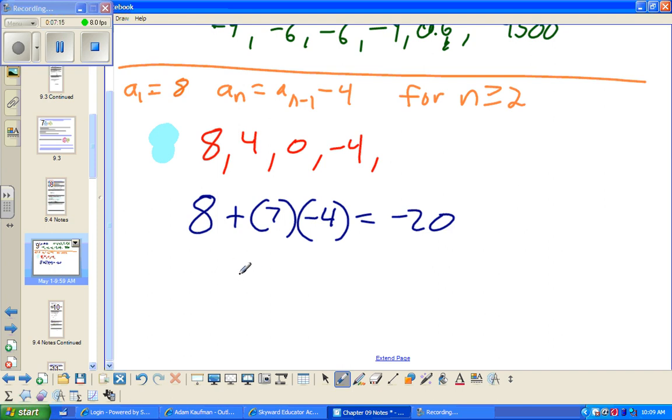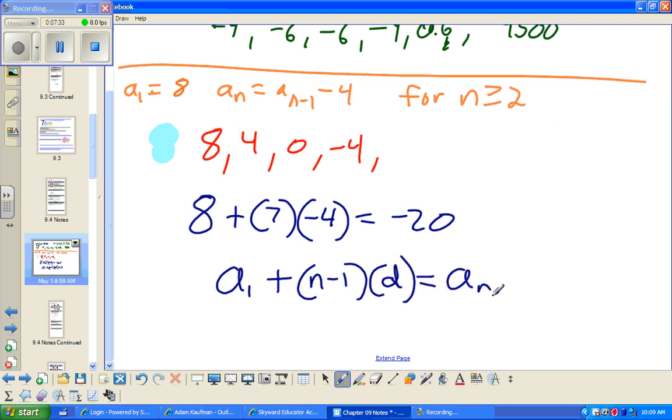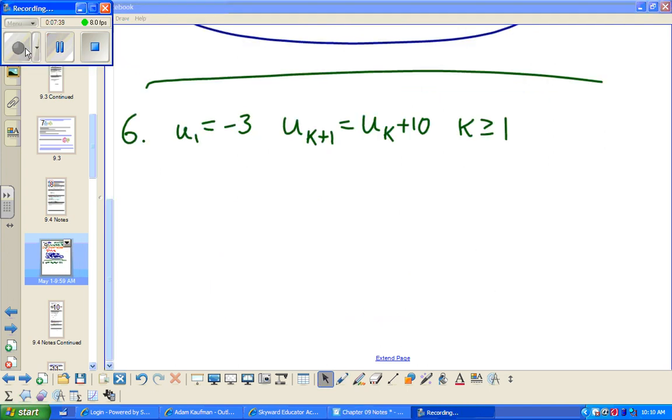So basically, the formula you want to write down for that is, if I have an arithmetic sequence and I want to find the nth term, I take a sub 1 plus the number n minus 1 times that common difference, and that's going to equal that nth term that you're looking for. That's a big P. Make sure you write that down.